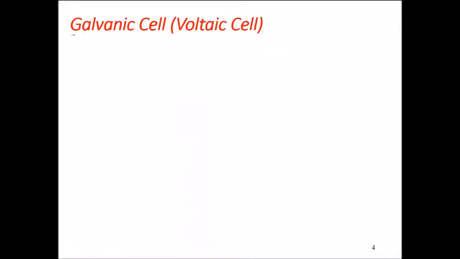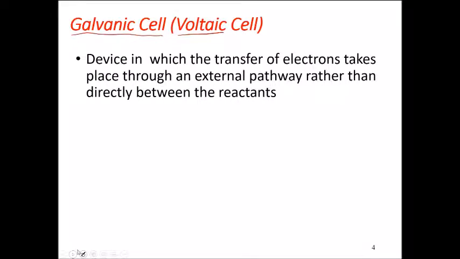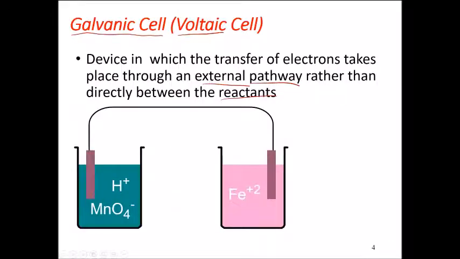Now, this setup I said was a galvanic cell. It also could be called a voltaic cell or an electrochemical cell. Sometimes they call it that. But it's a device in which the transfer of electrons takes place through an external pathway rather than directly between the reactants. So that's the idea of this external pathway, the wire that connects the two chambers of the galvanic cell together. This is the wire attached to these things right here, which are called electrodes, that are dipped into the solution.